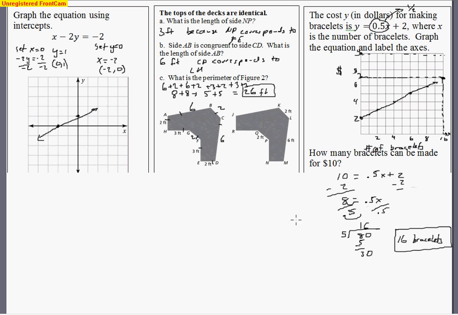So those are the types of problems that you're going to end up seeing on your test. Good luck.